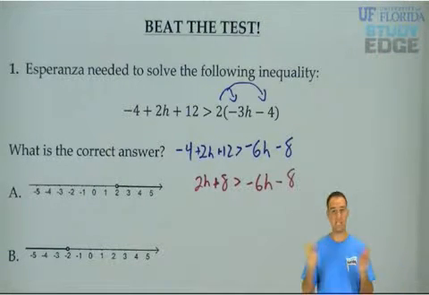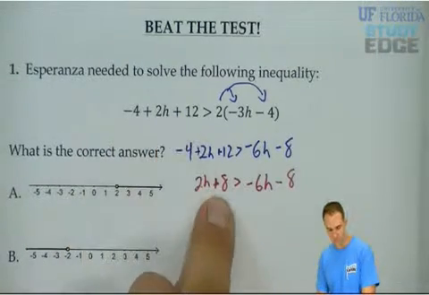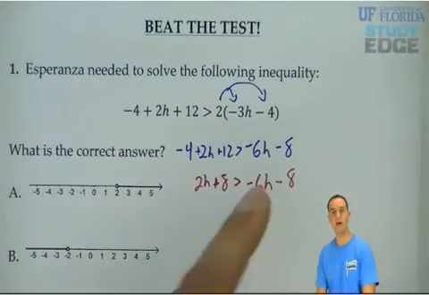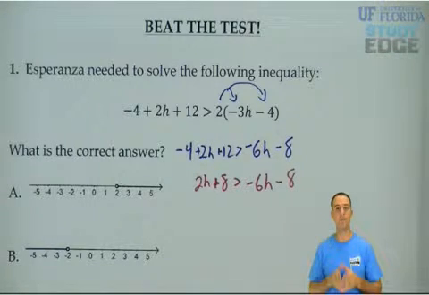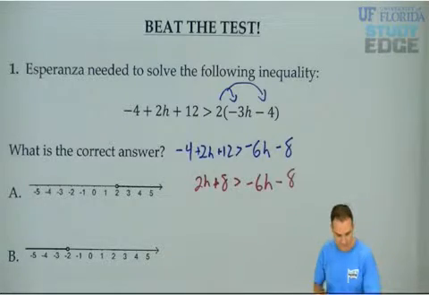Again, combine like terms on each side of the inequality sign. On the left, negative 4 plus 12 give you 8. Leave the 2h alone and everything else just rewrite. From here, move your variables to one side, your numbers to the other, and divide if needed.